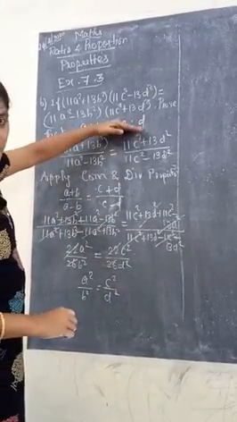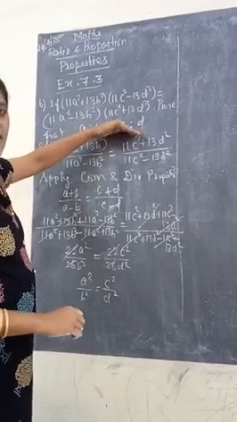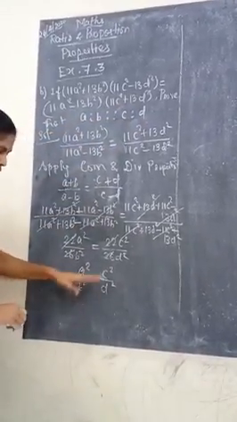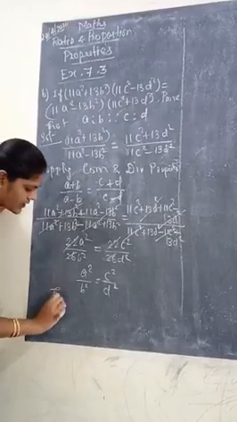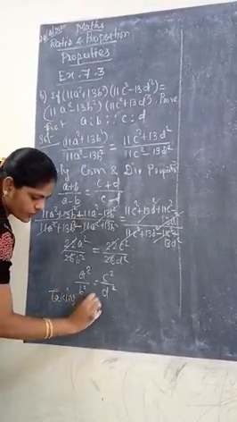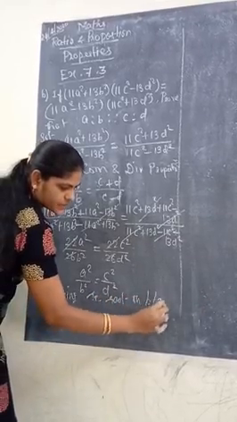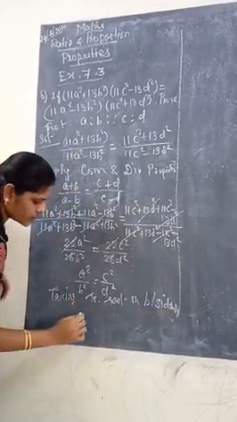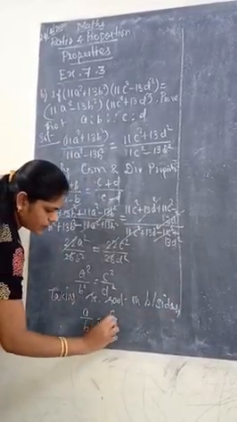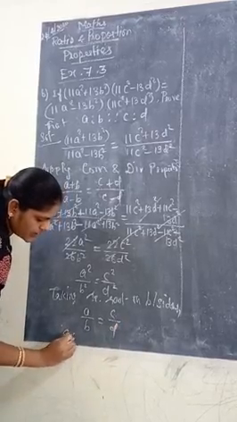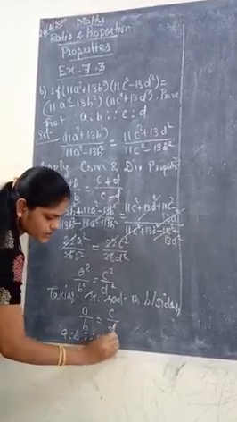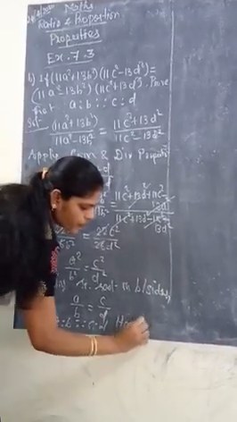Next, what are we going to prove? We need to prove this is in proportion. So for proportion we need to take the square root on both sides. If you take the square root on both sides, a/b equals c/d. So a is to b is proportion c is to d, hence proved.